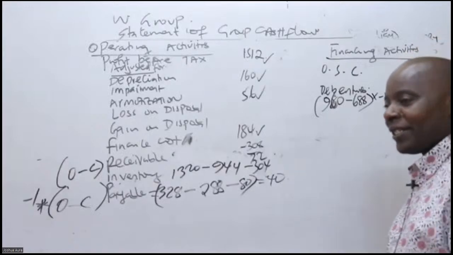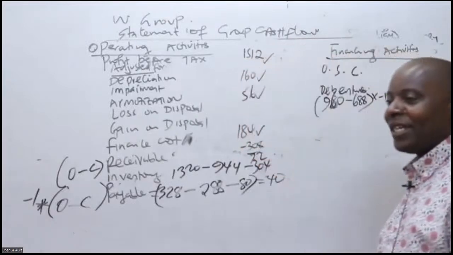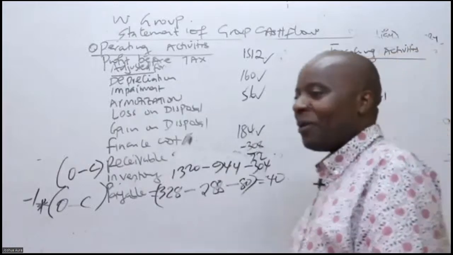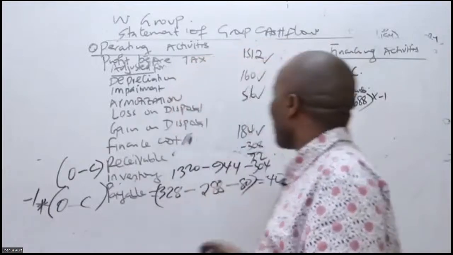What are we getting here? Remember the subsidiary we sold there, 272.